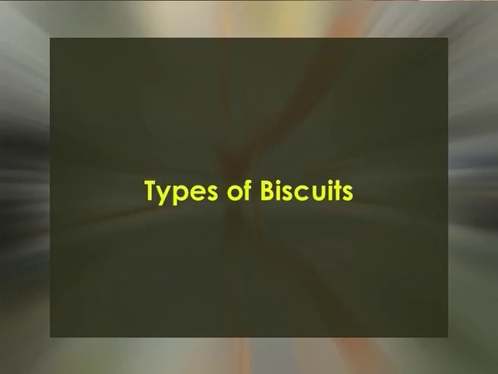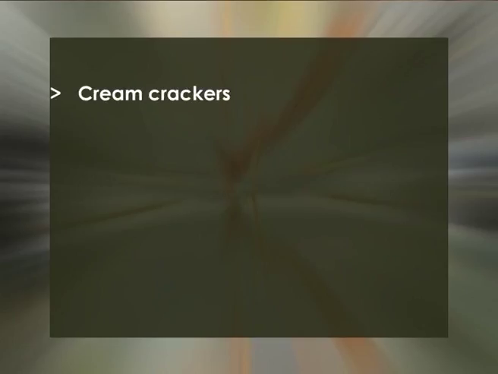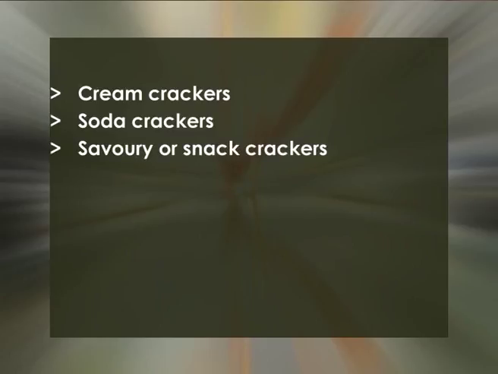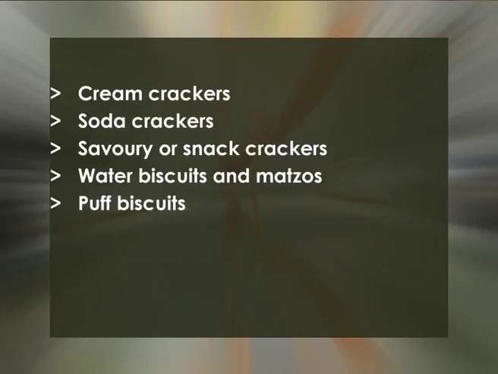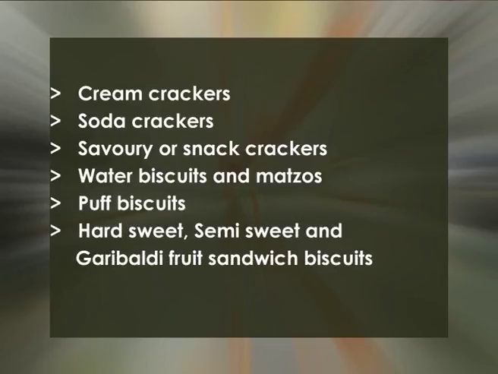Now let's learn about types of biscuits. There are various types of biscuits and these include number 1. Cream crackers, number 2. Soda crackers, number 3. Savory or snack crackers, number 4. Water biscuits or matzos, number 5. Puff biscuits, number 6. Hard, sweet, semi-sweet and Garibaldi fruit sandwich biscuits, number 7. Short dough biscuits. Now let's discuss them in detail.